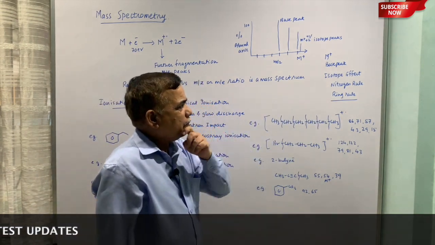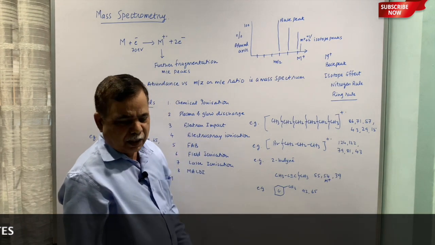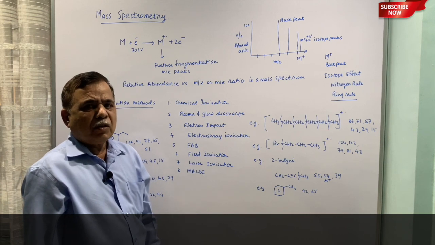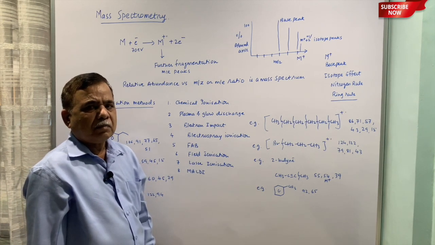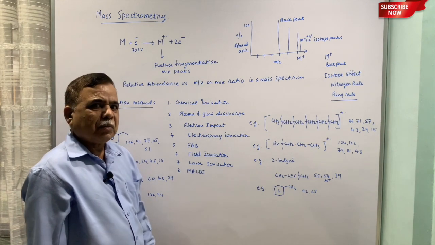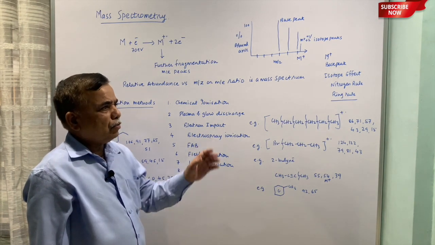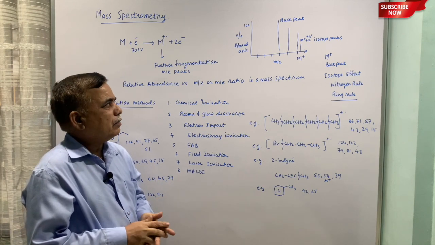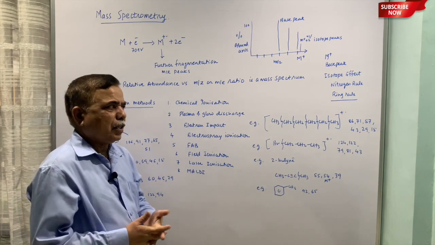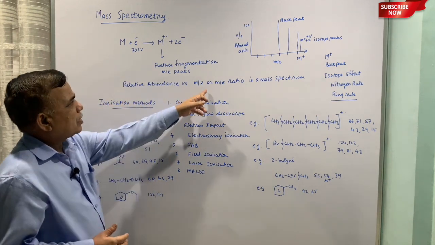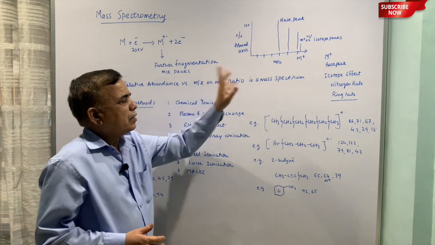Then another important thing is the nitrogen rule. Now the nitrogen rule states that for an odd number of nitrogen, your mass will be odd. For an even number of nitrogen, mass will be even. And the ring rule will suggest the sites of unsaturation, and you can determine whether the compound is aliphatic or aromatic and so on. So that is relative abundance versus m/z, a mass spectrum.